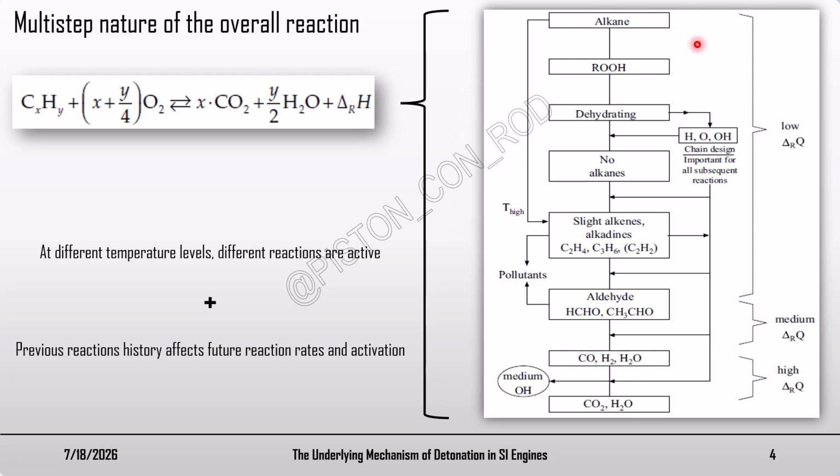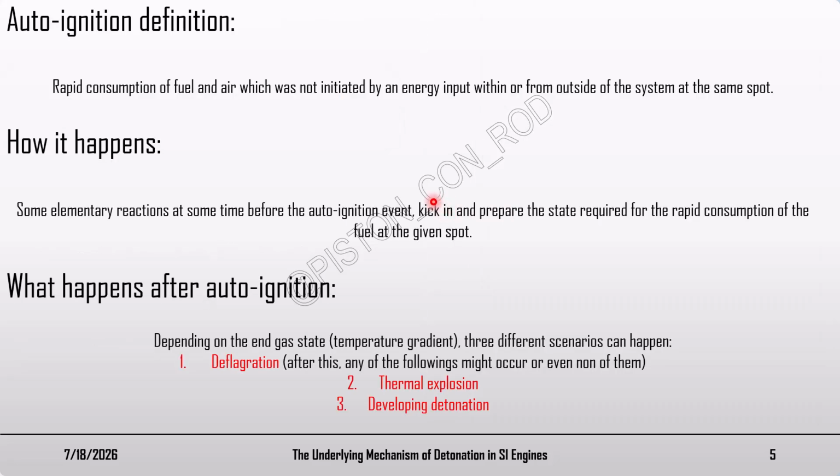The reaction is multi-step, and these reactions also happen at lower temperature. It means that even in the end gas, when the flame front is not close, even at temperatures like 600 degrees Kelvin, we will have some low temperature reactions that liberate some chemical radicals. This is very important to know. Moving on to the next slide.